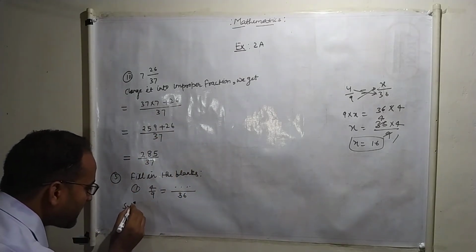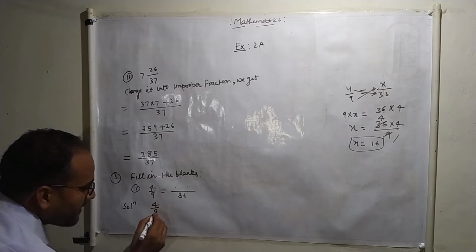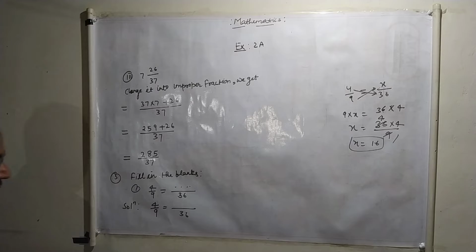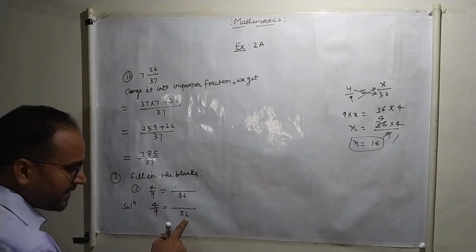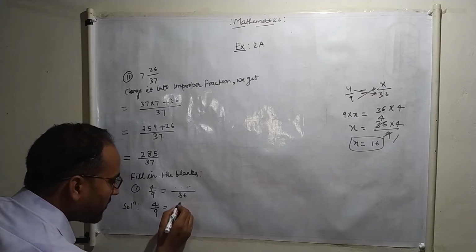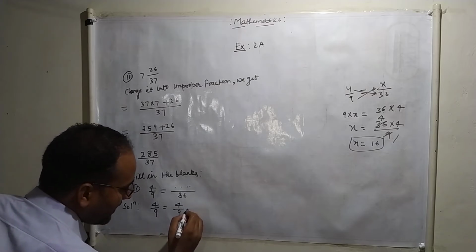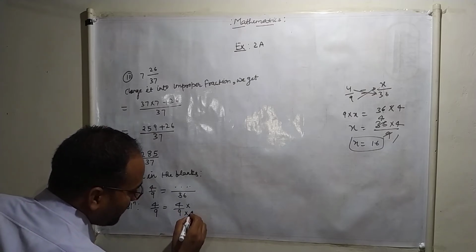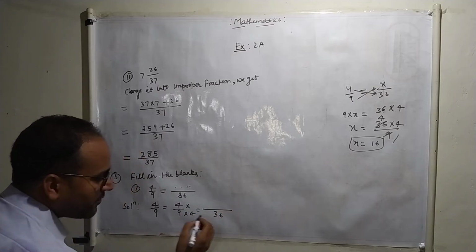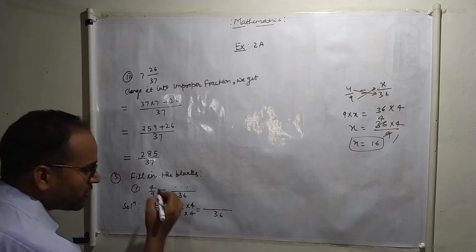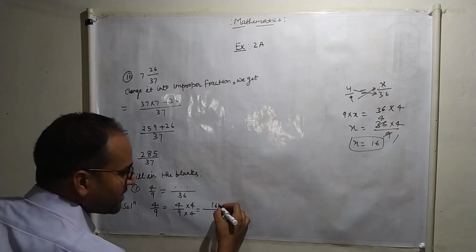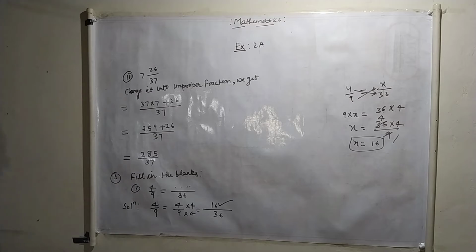In the solution, students, 4 upon 9 is equal to dash upon 36. So by which quantity will you multiply this 9 to get 36? Here is 4 upon 9 again. So by 4 you will get 36, by multiplying. 9 4s are 36. So 4 is also going to be multiplied into the numerator. 4 4s are 16. So your required answer is 16 in this case.